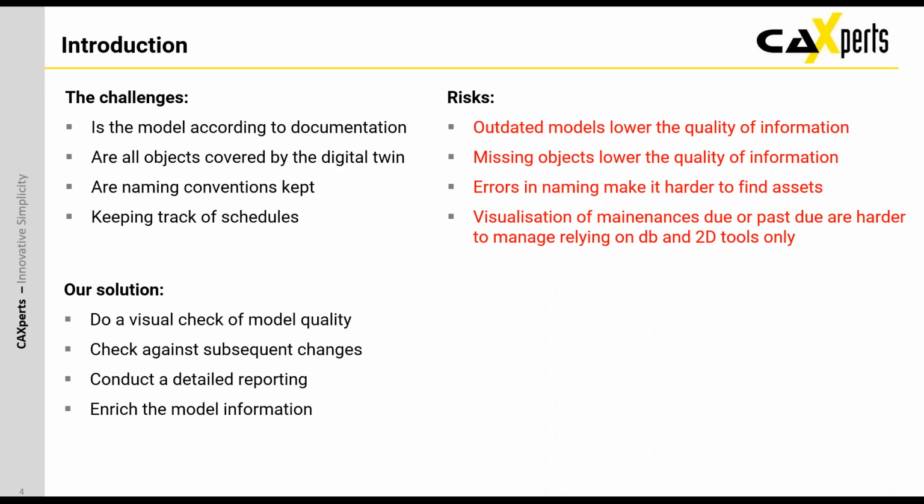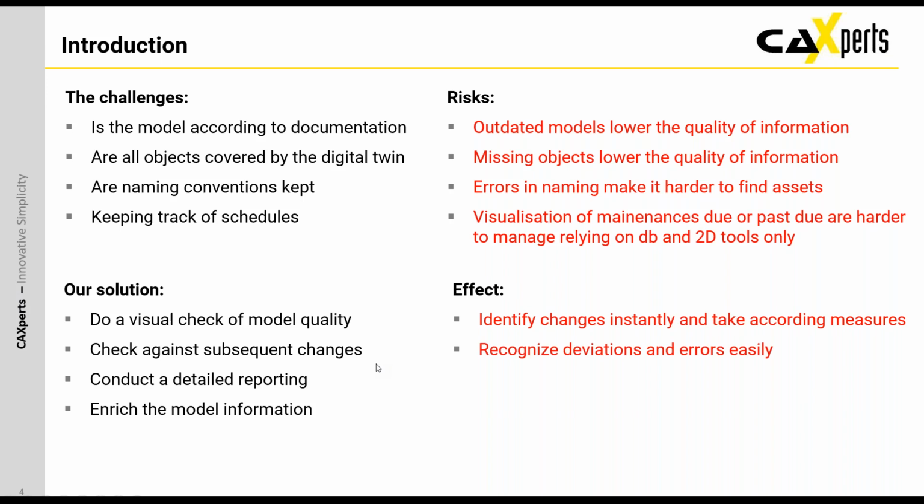So what is our solution here? Well, first of all, you can do a visual check of the model quality. The fact is we can identify changes instantly and take according measures. For example, use sketching or some space blockers to actually keep the digital twin up to date and thus again ensuring model quality. Check against subsequent changes. So recognize deviations and errors easily, again raising the quality of the digital twin.